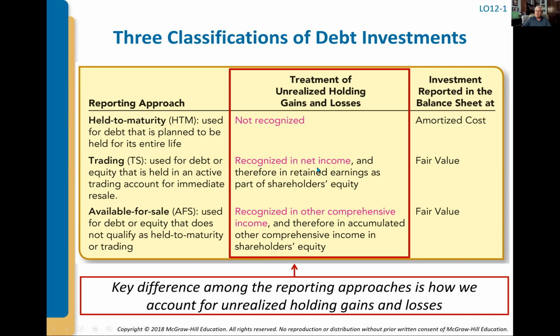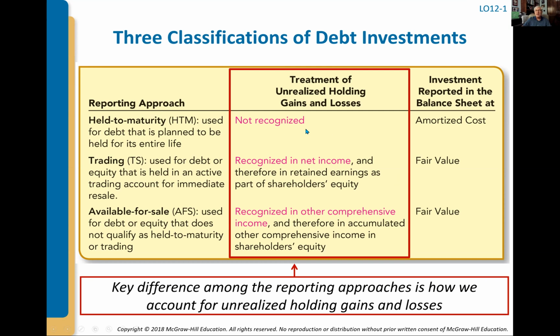Trading securities, now we're going to recognize that in net income every day because that's what we do. We're in the business of buying and selling these securities. That's what banks do. And so the changes in fair value hit the bank's income statement every single day and get reported on their financial statements.